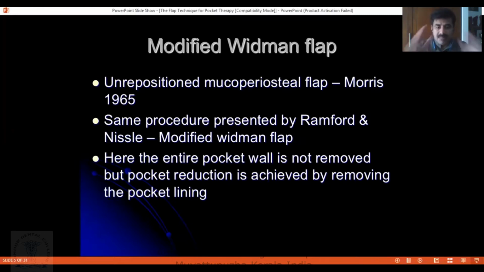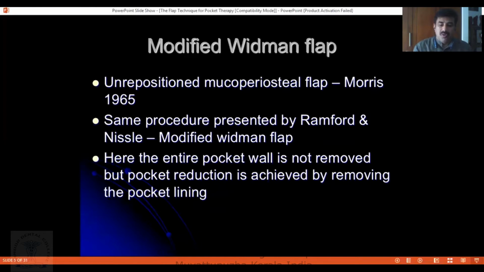Now, why this flap is mostly used by periodontists is that it does not remove the entire pocket wall. What it does is, by means of the different incisions that we put, we try to remove only the pocket lining.